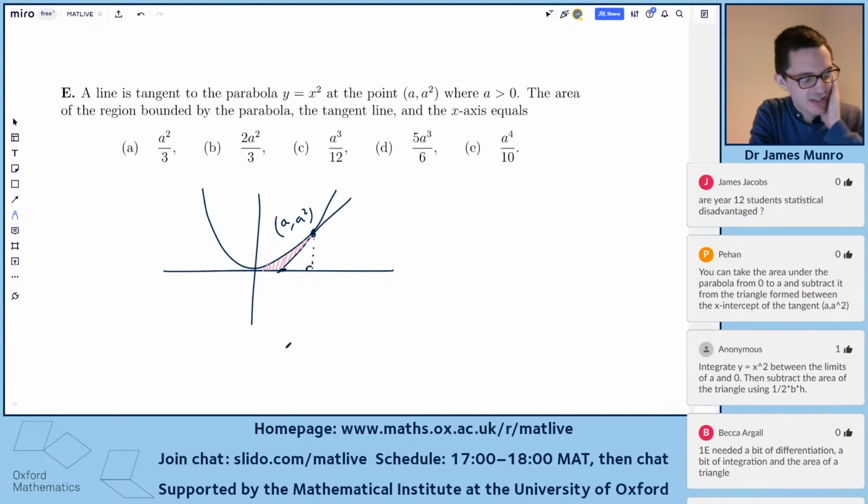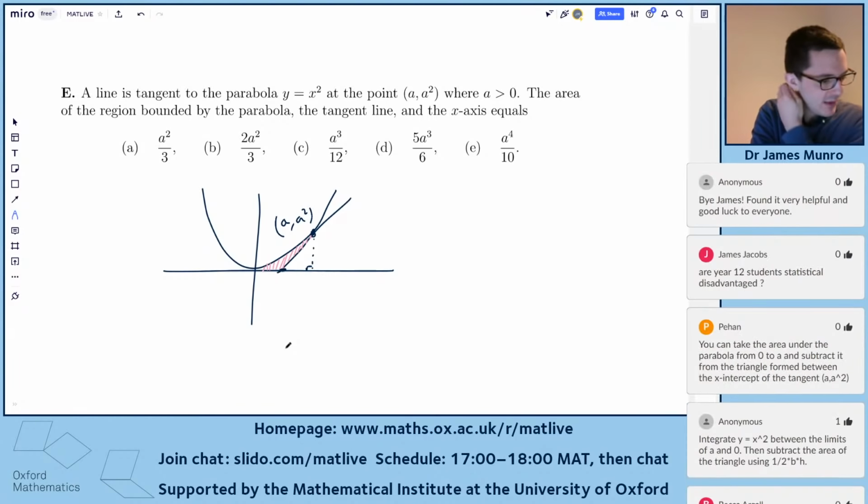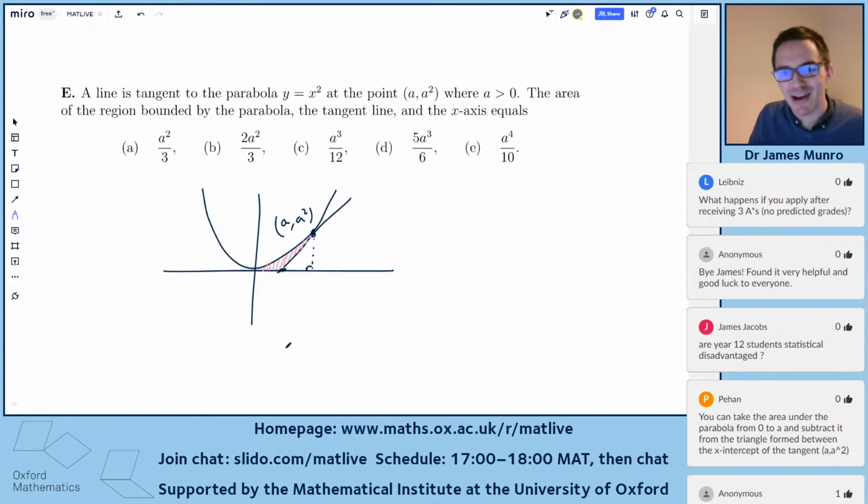Are Year 12 students statistically disadvantaged? I mean, if you're currently in Year 12, then you've had your education disrupted by a pandemic. So yes, I think. Unless you mean compared to Year 13 students, in which case are you disadvantaged by being younger? I don't quite get the question. Bye, anonymous person. If you apply after 3A starts. Okay, so if you've already made the grades, then when we make the offer we go, oh, this person's already got the grades, so we don't need to ask them for any grades. That happens sometimes.